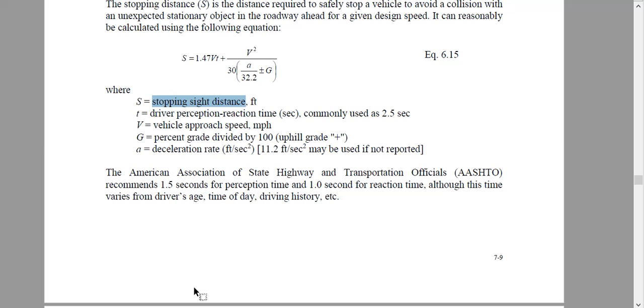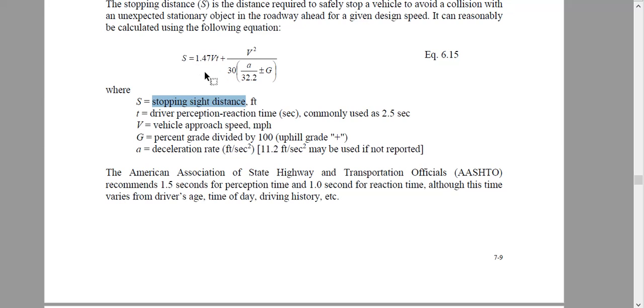Why do we call it stopping sight distance? Because this is the distance I need to see. Whenever I drive on a road, I must see this amount of distance at any time, for any case. Okay, so how to calculate? Again, it has two components. One is here, one is there. So what are these components?